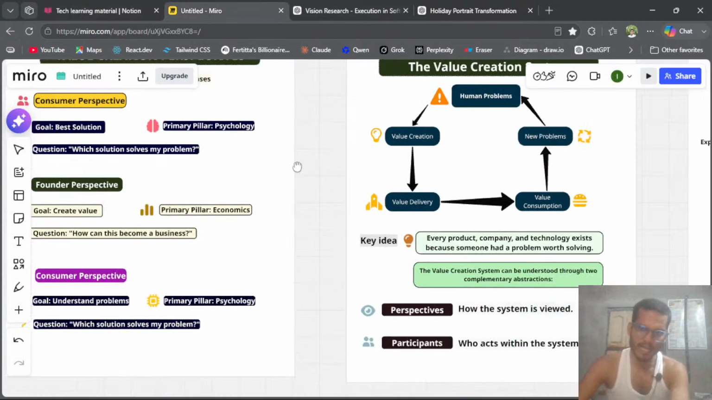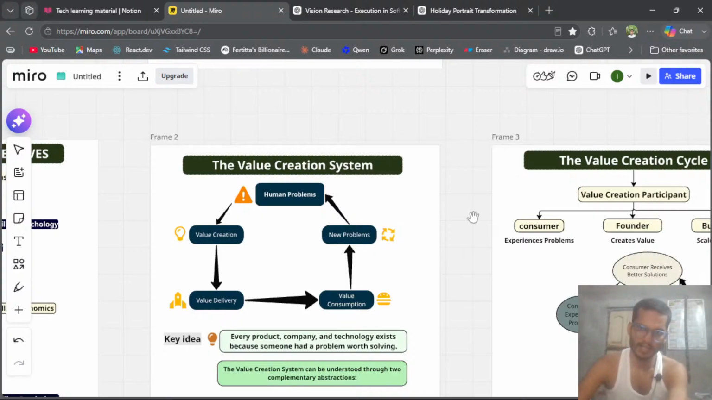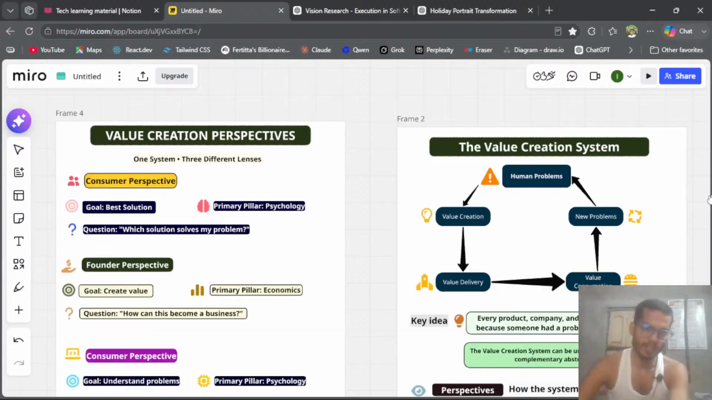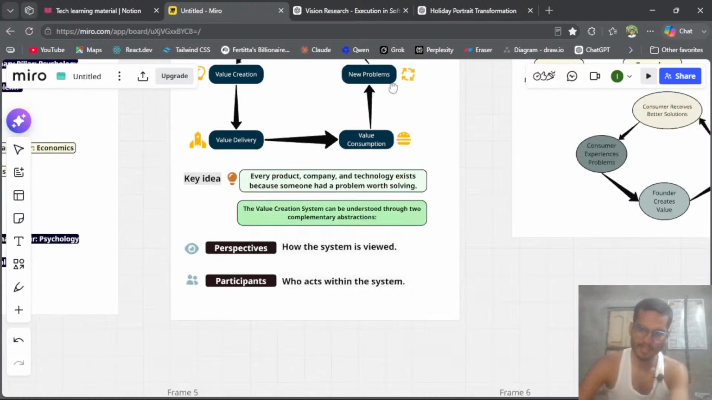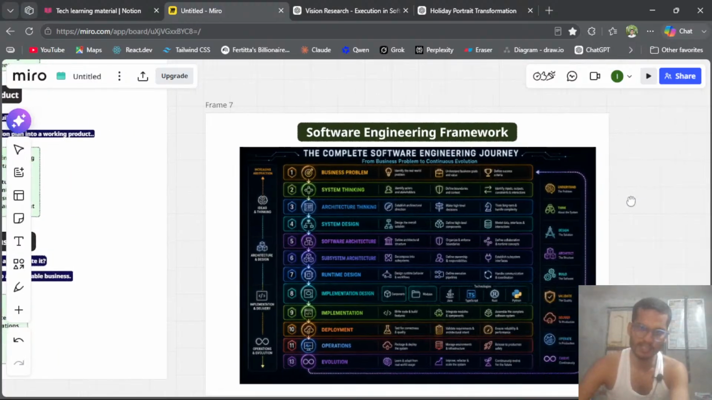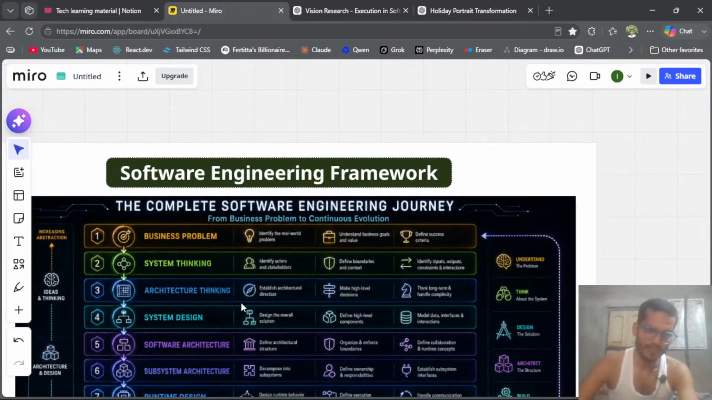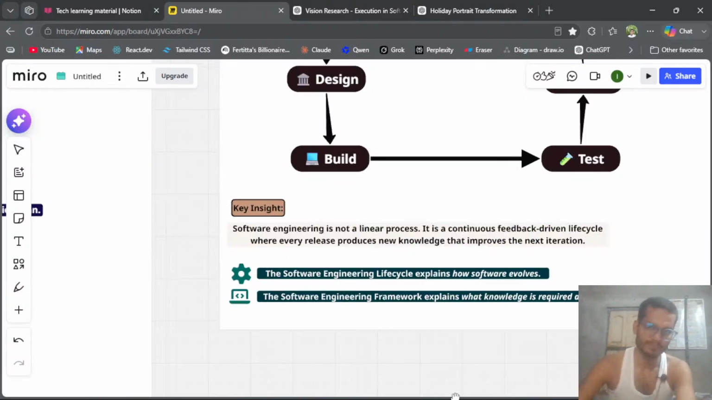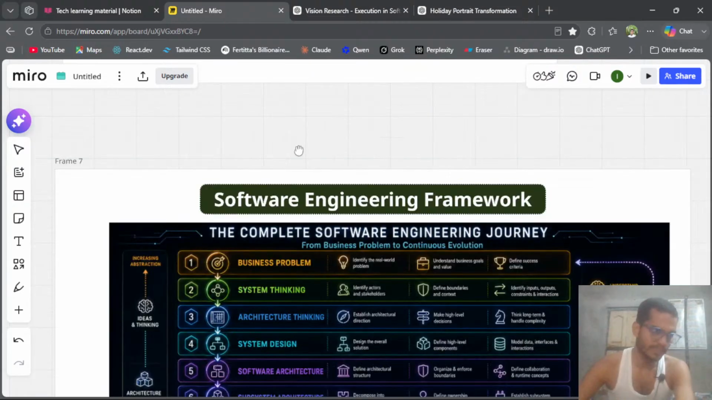So we have talked about this part of the value creation cycle. Now we have a value creation perspective. Again, guys, here we are just understanding software engineering. So the first step is the business problem. To understand what the business problem is, we just walk through these things, right? So it's very important.